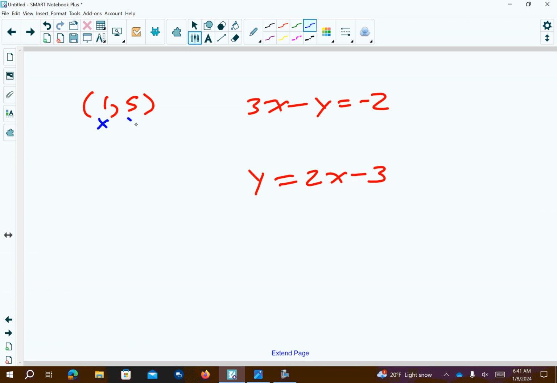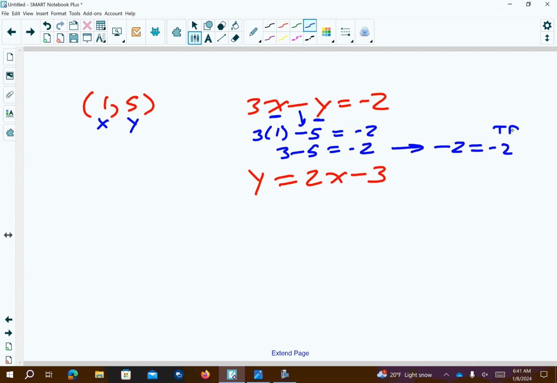So I have an x and I have a y. I'm going to take this x and plug it in here, and the y I'm going to plug in here. So I get 3 times 1 minus 5, because this minus has to stay, equals negative 2. So I get 3 minus 5 equals negative 2. That tells us negative 2 is equal to negative 2. That's true, so it works on the first one.